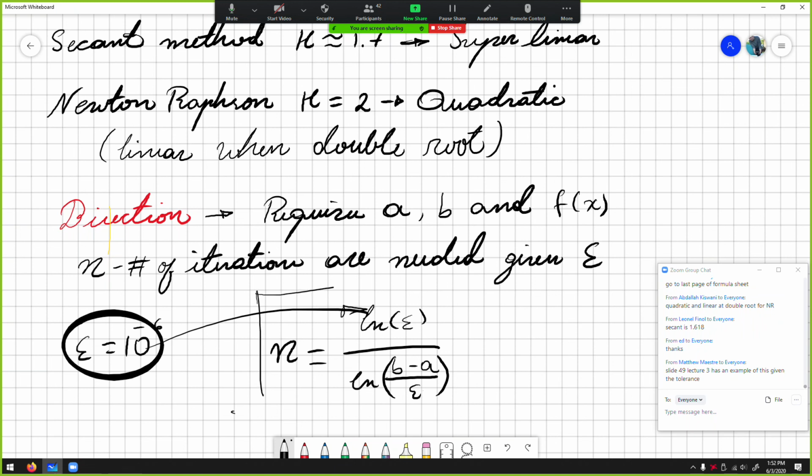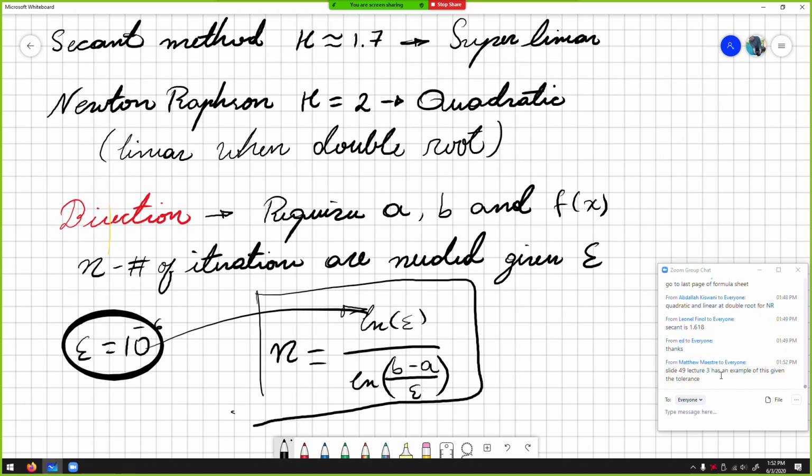But there is an equation like this, and I can probably Google it, but I don't want to Google it and then give you something that is not an example of this given tolerance. Okay, that's perfect. So slide 49 in lecture 3, Matthew is saying that he has an example of this given the tolerance. You have it upside down. Go figure. I knew it was something similar. So just flip this. I haven't seen this in forever, but I have vague memories of this. But yeah, they will give you the epsilon, and whatever n value you get, that's your number of iterations.